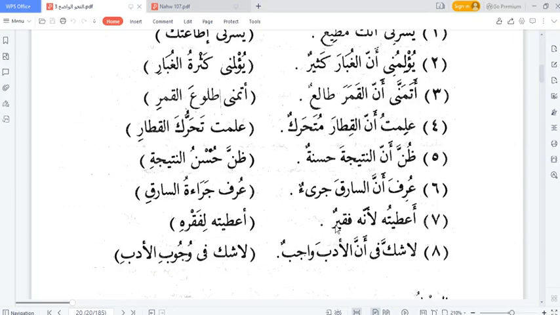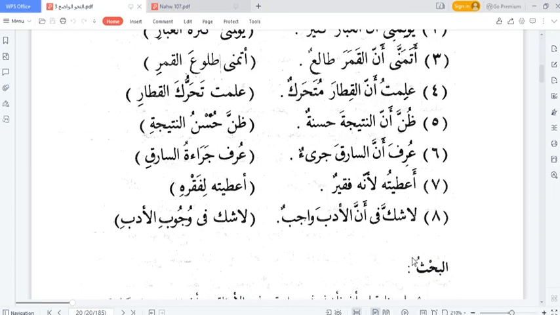A'taytuhu li'annahu faqirun, I gave him something because he is poor. Again, we can turn this around, we retain this a'taytuhu li. So this annahu faqirun is the masdar mu'awwal that we are turning into the masdar. How is that done? Faqir, poor. What's the masdar? Faqru, poverty. So we use it as mudaf to the ism anna. So we have a'taytuhu li faqrihi, I gave him because of his poverty.